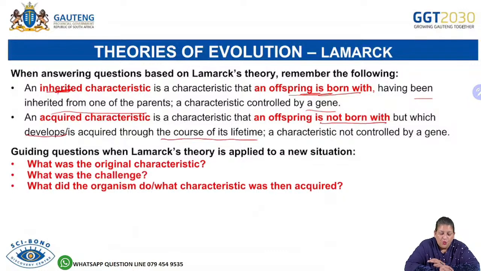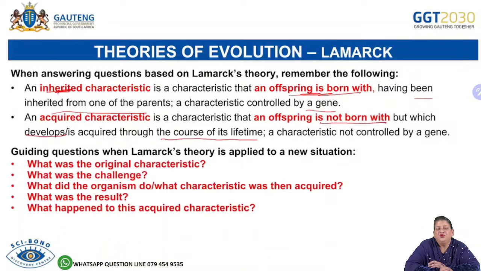Next question, what did the organism do, or what characteristic was then acquired? The snake decided to use its jaws less and less so that they would become smaller and smaller. That's what it did, right? So that it won't be able to eat the large toad. And what was the result? The result was that now the new snakes, or the new offspring of snakes, will all have smaller jaws and pass that on to the offspring.